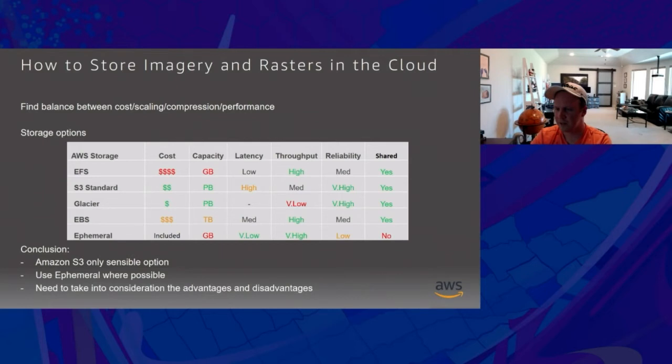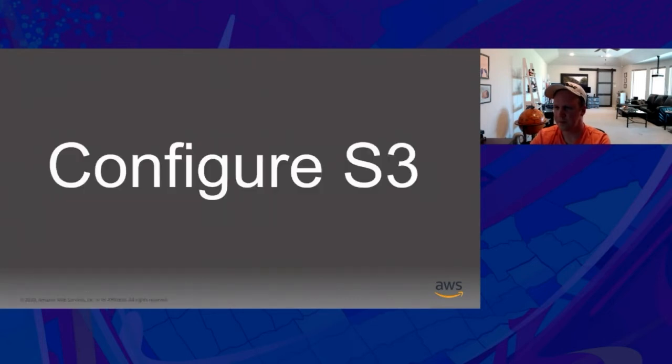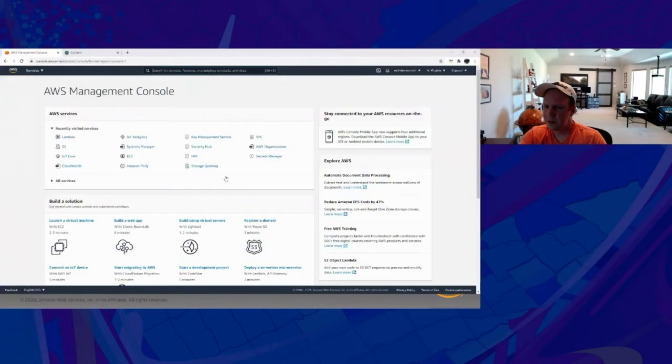Lots of potential there. All right, so I'm going to jump into the first step of the demo. We're going to configure S3. This is going to be pretty short. We're really just going to create an S3 bucket. I'm logged into my S3 console. Click on the S3 service.